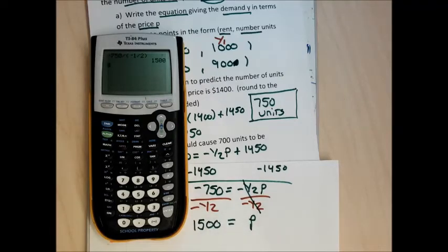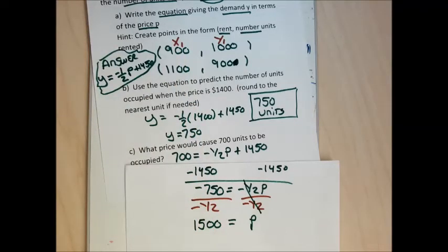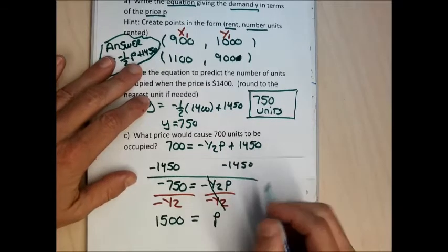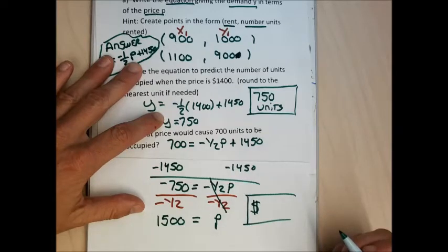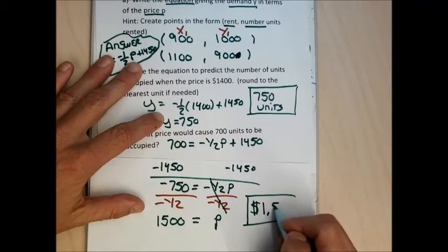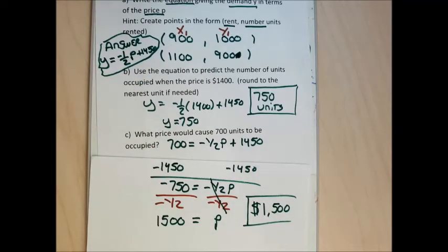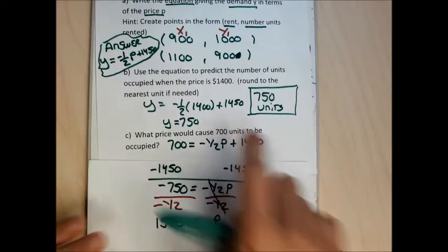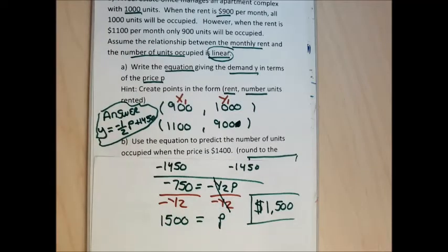So the answer to part C is a price of $1,500 will cause 700 units to be occupied. A monthly rent of $1,500 will cause 700 units to be occupied. And so my answer, I'm going to be lazy and just put a $ sign to know that that 1,500 represents money, and put the $1,500 in my answer. I could have written something nicer. I could have said at a price of $1,500 per month, 700 units will be occupied, but I don't really need to do that for part C. So that's everything for question 3.